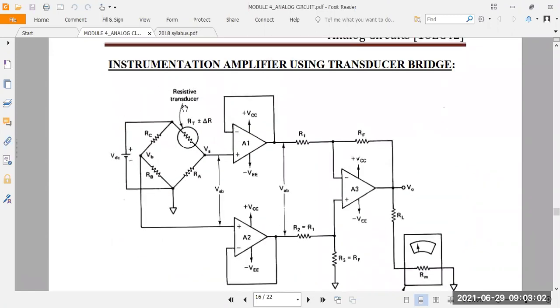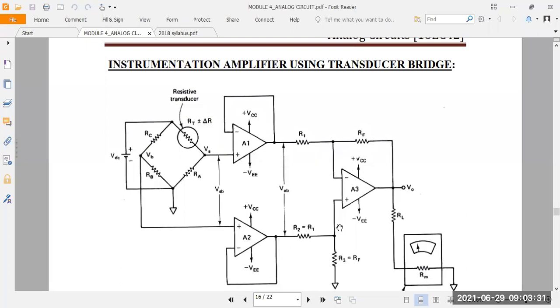This is the input stage. It consists of the transducer bridge circuit. There are four resistances. One is for the resistive transducer. RA is the variable resistance. RB and RC are the fixed resistances. It is connected to the second voltage follower circuit. The first voltage follower circuit is connected to VA. This is variable, and this is constant here. So the variable and the constant are given to the subtractor here.